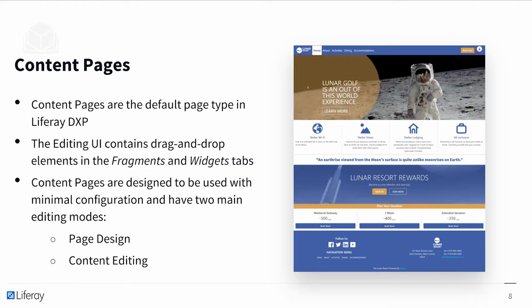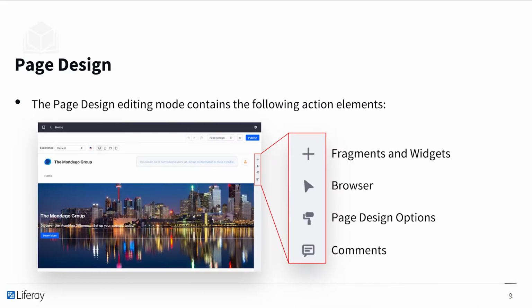Since content pages are the default page type, most of the pages on Mondego sites will be content pages. Content pages still allow the web team to add necessary widgets, but they are easier to edit and design. The editing UI for content pages contains drag-and-drop elements in the Fragments and Widgets tabs, which are used to quickly build out pages. Content pages are designed to be used with minimal configuration and have two main editing modes: page design and content editing. The default editing mode for content pages is page design.